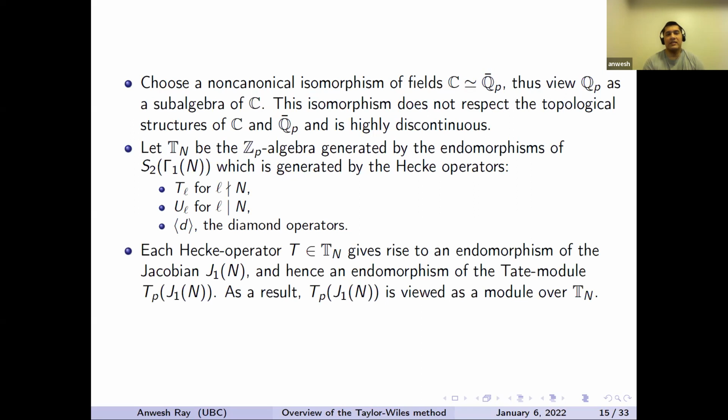Now the point is that the Tate module of the Jacobian is a module over this Hecke algebra. The point is that every Hecke operator T gives rise to an endomorphism of the Jacobian. And as a result, it gives rise to an endomorphism of the Tate module. So the Tate module can be viewed as a module over this Hecke algebra.